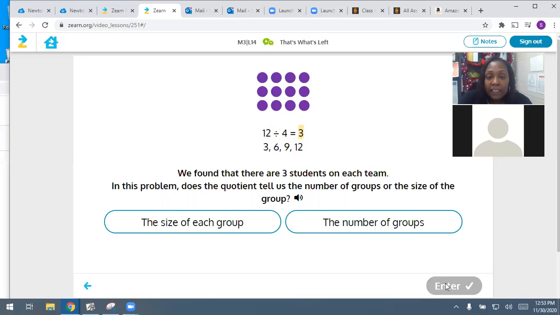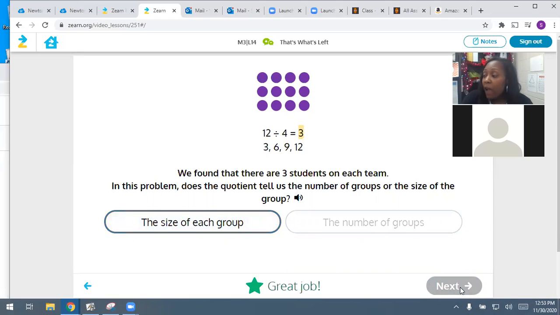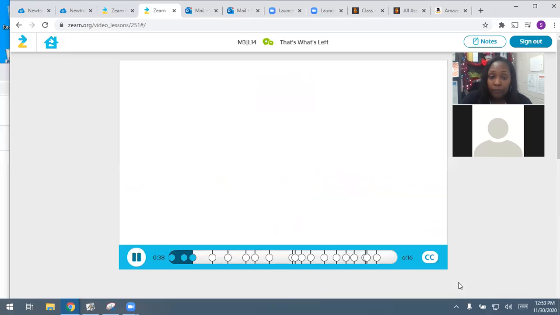Okay, we found that there are 3 students on each team. In this problem, does the quotient tell us the number of groups or the size of the group? Let's think about it. There's 3 students on each team. Is that the number of groups or the size of the groups? Well, the number of groups, it told us in the problem, was 4 teams, and that would be the groups. But we had to find the size of the group. And we found out there was 3 in each group.